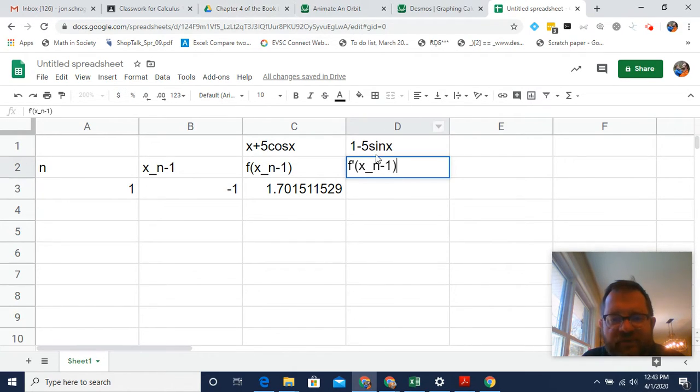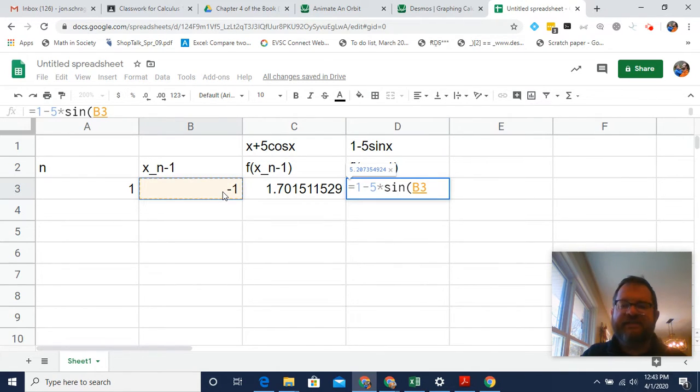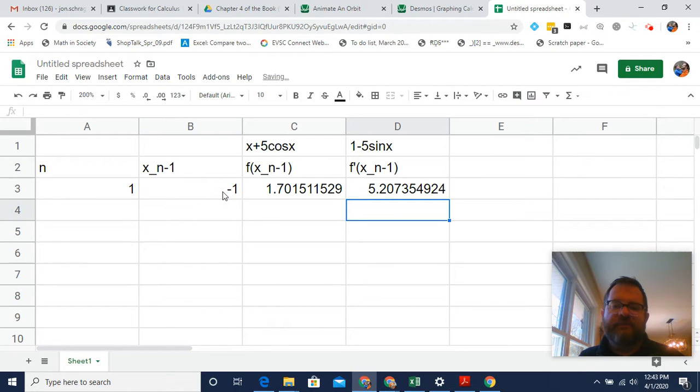If you don't know, by the way, the symbol underscore usually means sub. That's how you write subscripts. So this function needs to be 1 minus 5 times the sine of x sub n minus 1. There we go. That's our value of f prime of x.